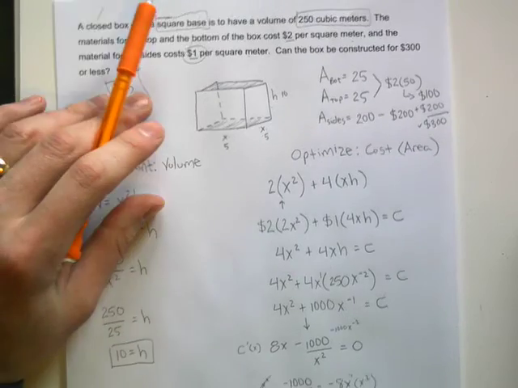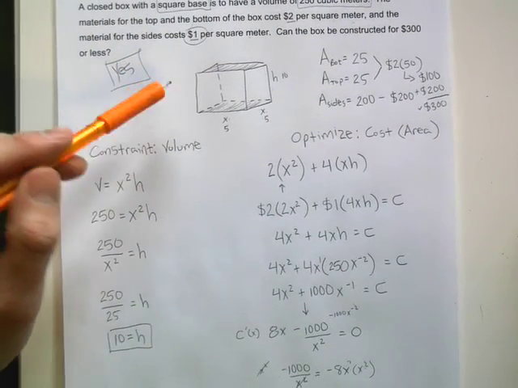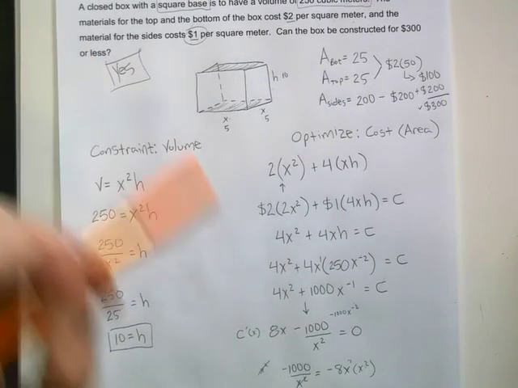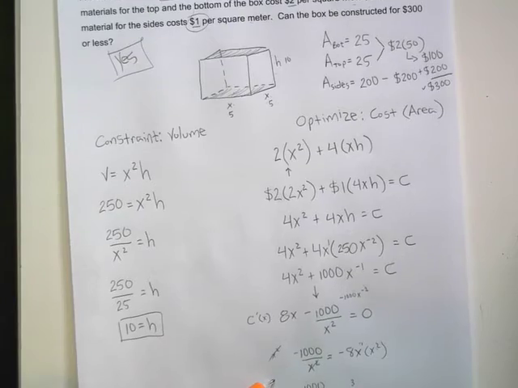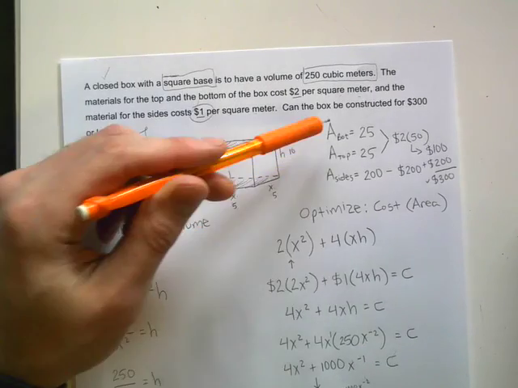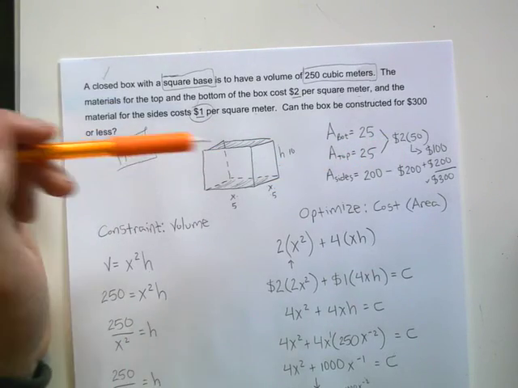Okay. So I know this question went one extra step further by asking you, can it be constructed for a certain amount? I don't think your practice problems are going to go that far, but if it does, just know that you would be taking your dimensions, right? These are your optimal dimensions, your x and your h, plugging them back into your area, and just seeing how much it would charge for the top, bottom, and sides.